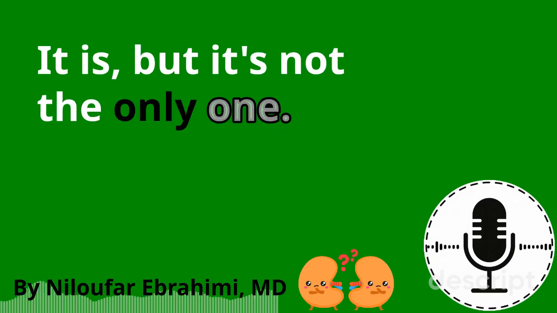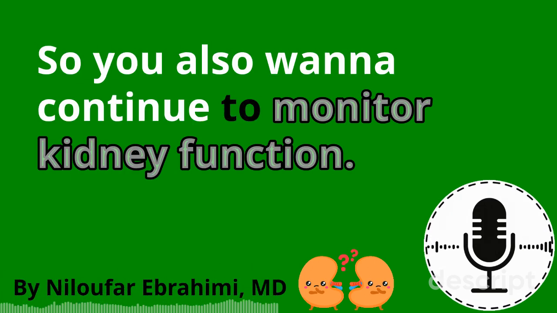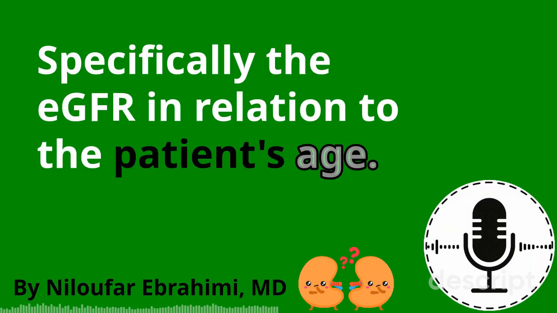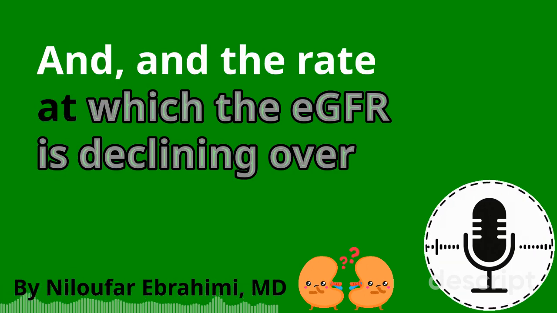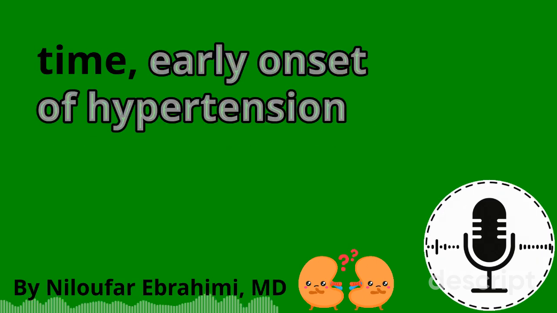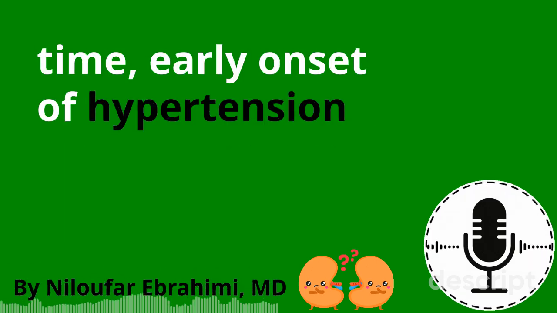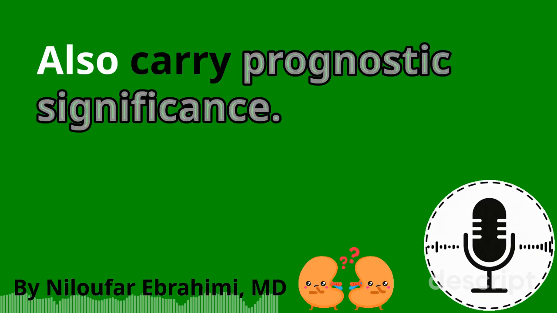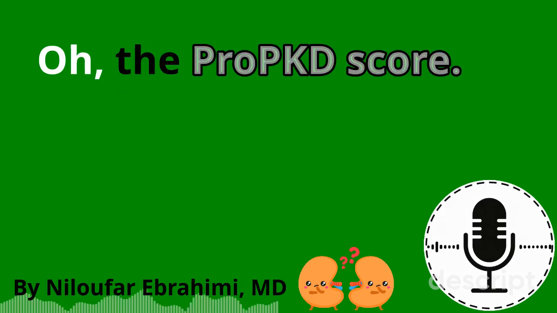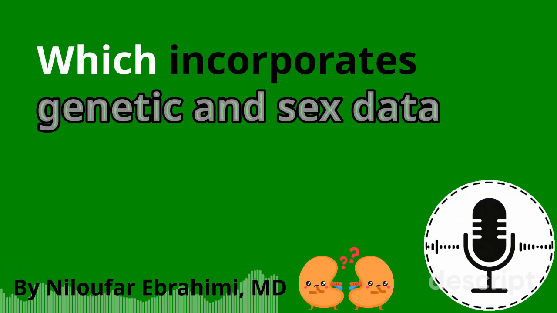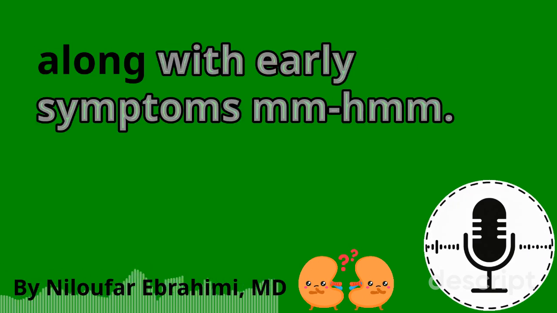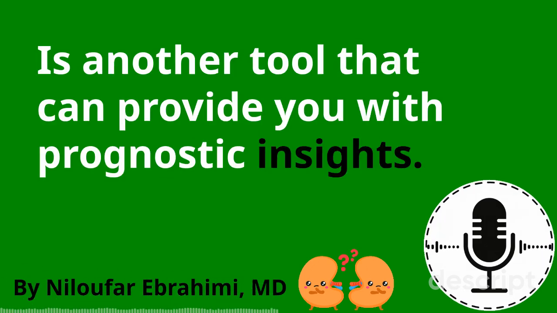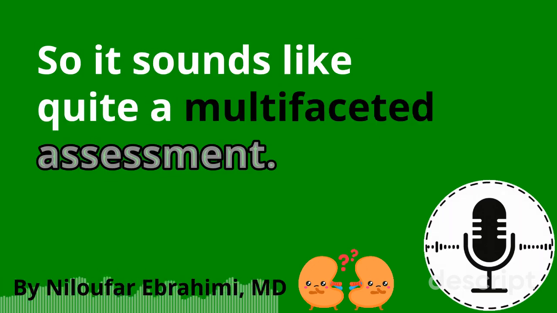It is, but it's not the only one. You also want to continue to monitor kidney function, specifically the eGFR in relation to the patient's age, and the rate at which the eGFR is declining over time. Early onset of hypertension and urological events like kidney stones or infections also carry prognostic significance. The PRO-PKD score, which incorporates genetic and sex data along with early symptoms, is another tool that can provide you with prognostic insights. So it sounds like quite a multifaceted assessment.